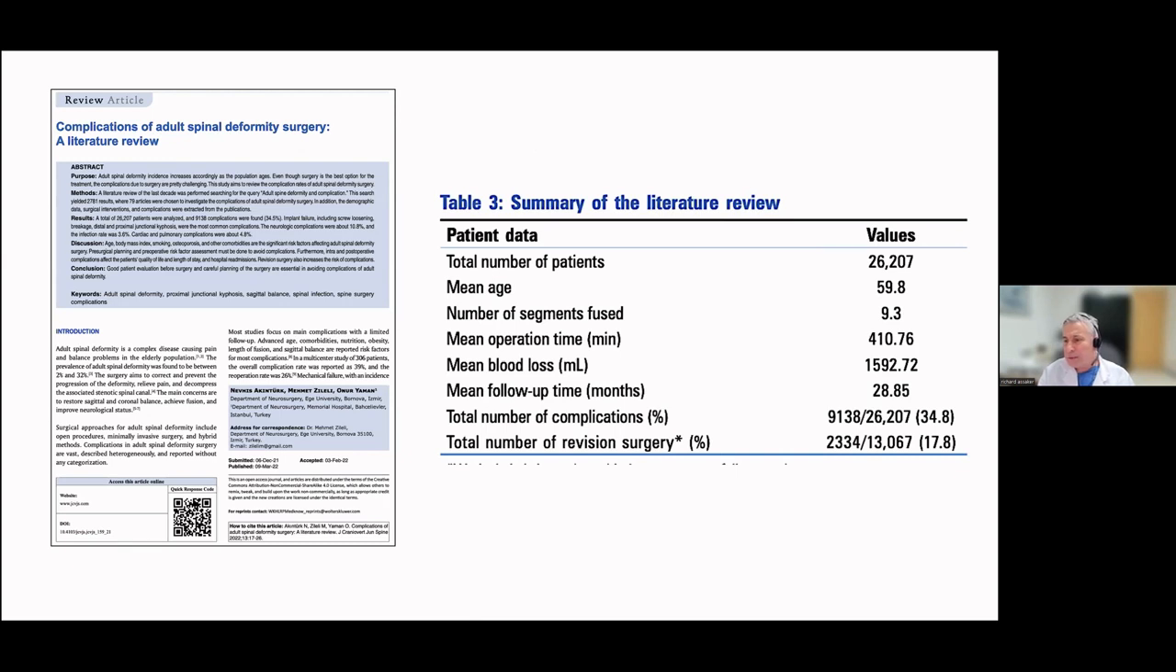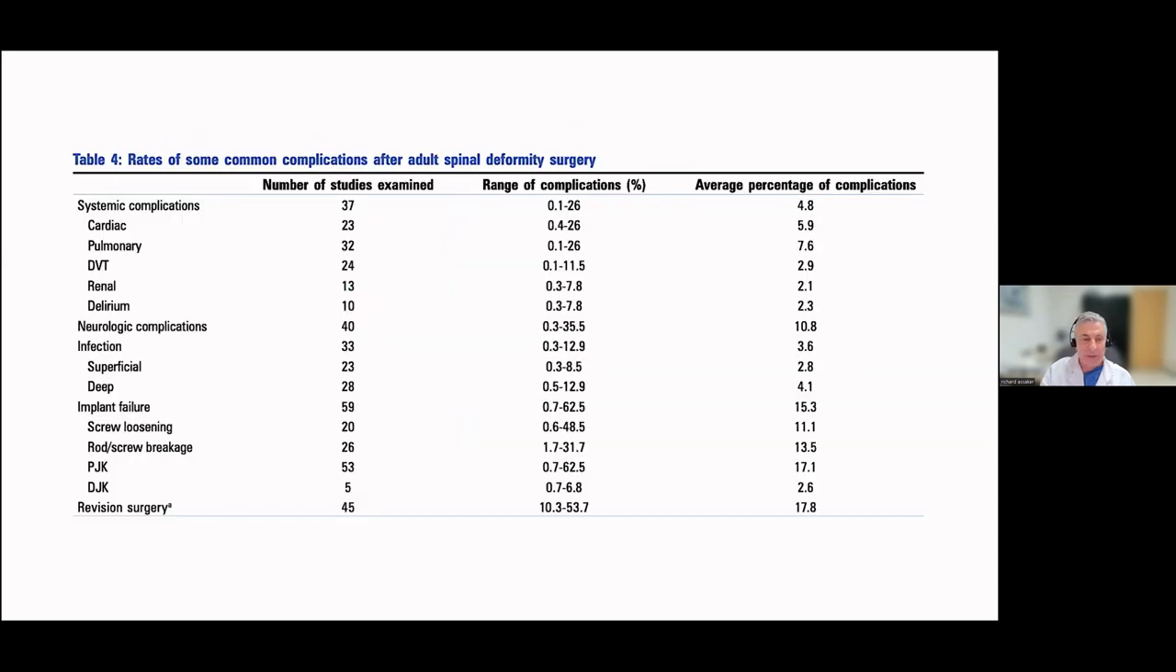Of course, Mehmet knows very well, this paper is a review of the literature, a recent paper where everything is included, and you can see over 26,000 patients with a mean age of 60. We can see the number of complications around 35% and 20% revision surgery.